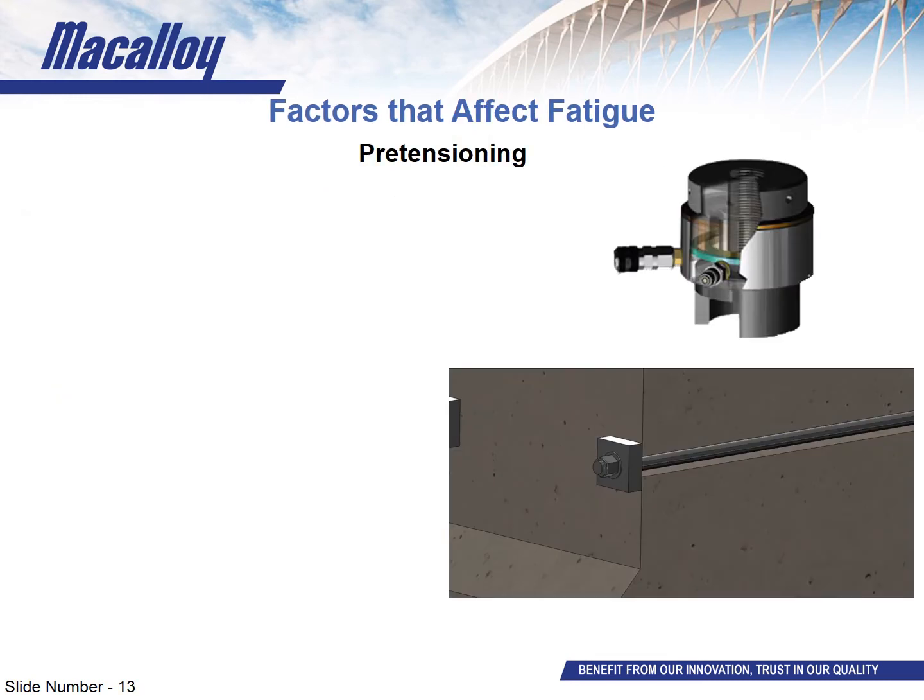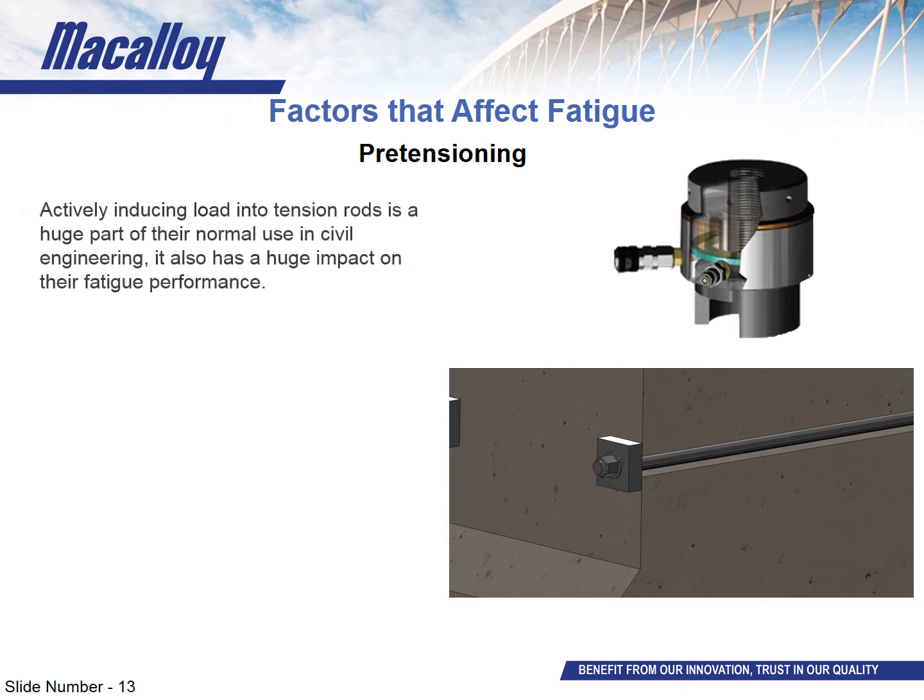The final factor we'll talk about in this presentation is preloading of the tension rods. Preloading is the process of actively putting tension into the bar before construction is complete and the structure is put into service. On such groundworks, more often than not, the end anchorage will comprise of a nut and washer, so the tensioning is performed with a hollow ramjack such as the one shown in the upper image.